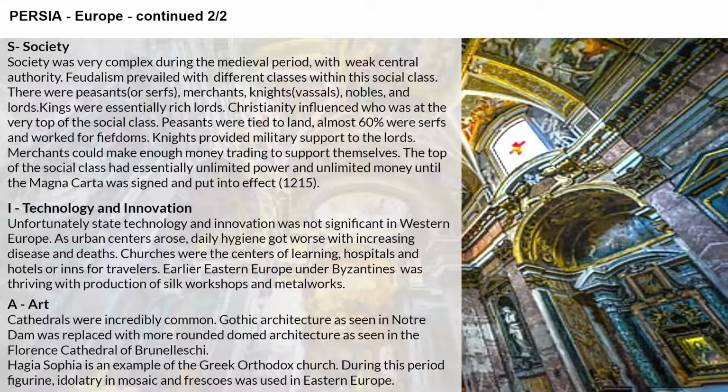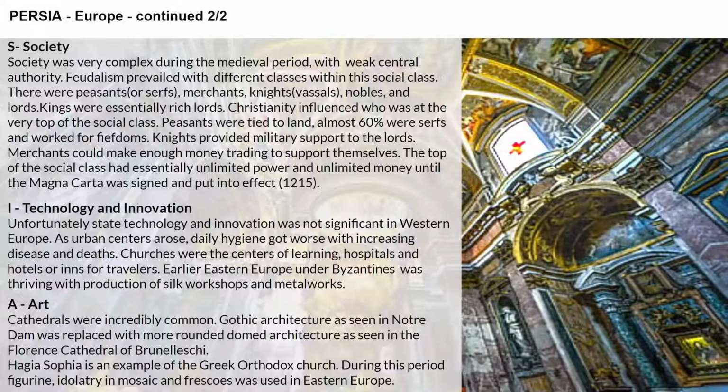I for technology innovation. Unfortunately, technology and innovation was not significant in Western Europe. As urban centers arose, daily hygiene got worse, increasing the disease and deaths, which eventually led to the bubonic plague spreading mainstream. Churches were the centers of learning, hospitals and hotels or inns for travelers. Earlier, Eastern Europe and Byzantines were thriving with production of silk workshops and metalworks. An A for art.